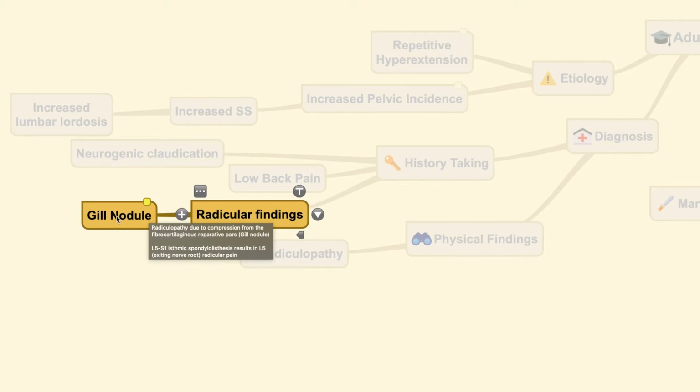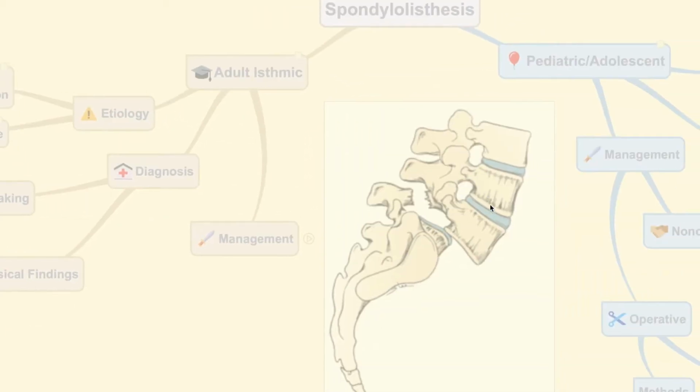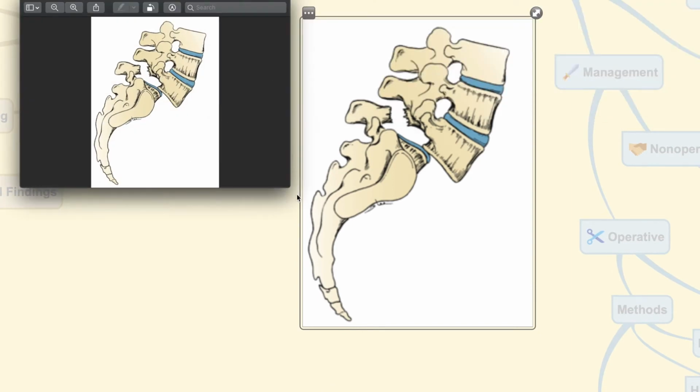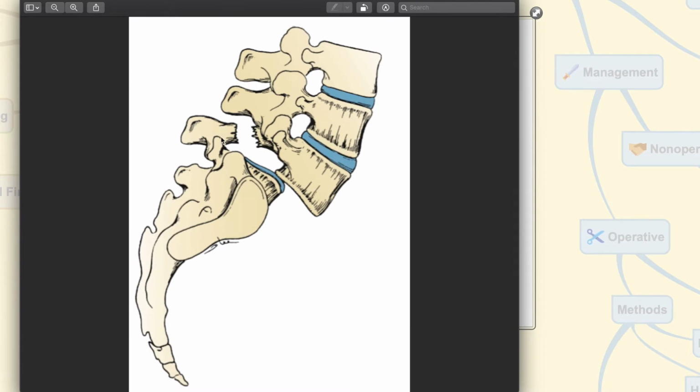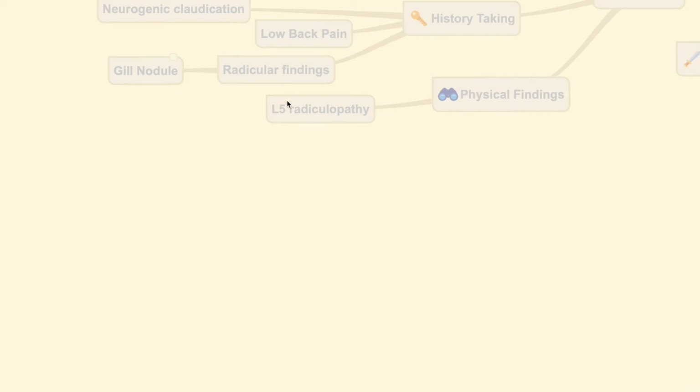The Gill nodule is actually a radiculopathy that occurs due to the compression from the fibrocartilaginous tissue that is formed due to repetitive pars injury. Going back to the initial imaging here, we could see that this zone is called the pars interarticularis, the region between the inferior articular facet and the superior articular facet. In patients with increased lumbar lordosis or repetitive hyperextension injury, this area sustains the greatest force, and repetitive microfracture may occur and is followed by fibrocartilaginous repair tissue, and this tissue may sometimes enlarge, forming a Gill's node, and this node can cause radiculopathy.